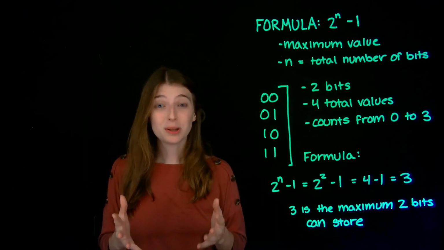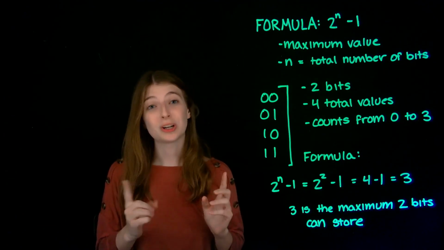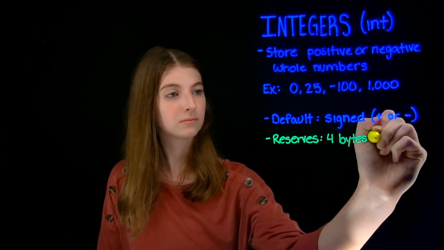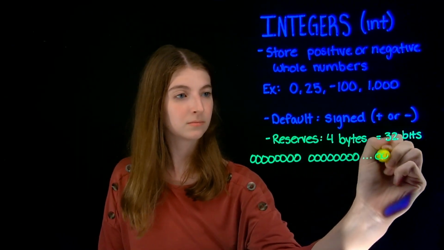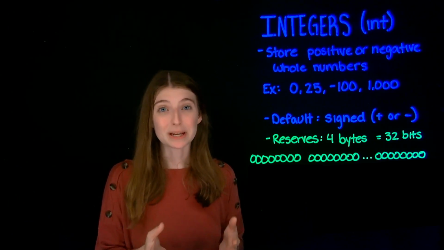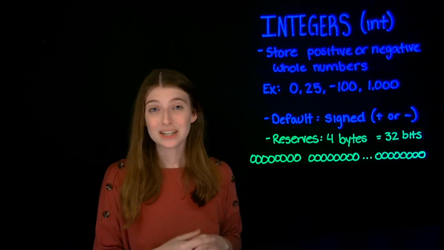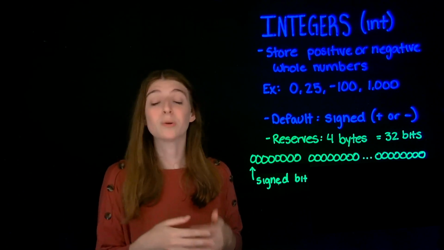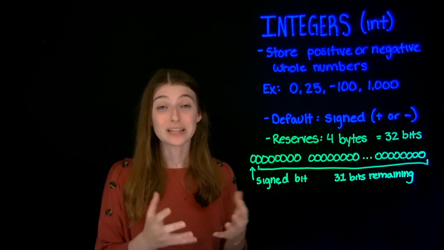The same principle applies when we're working with a larger number of bits, which we're going to look at with our integer data type. Integers reserve 4 bytes of memory, and since there are 8 bits per byte, that gives us 32 bits total. Now with signed integers, you need one of those bits, specifically the leftmost bit or the high order bit, to reserve the sign of the value, whether or not it's a positive value or a negative value. That leaves 31 bits remaining to store the actual number.